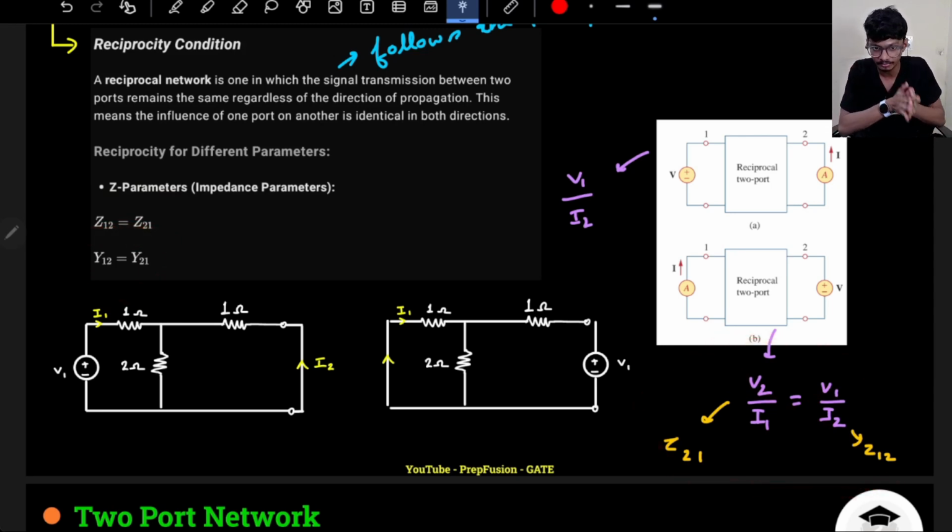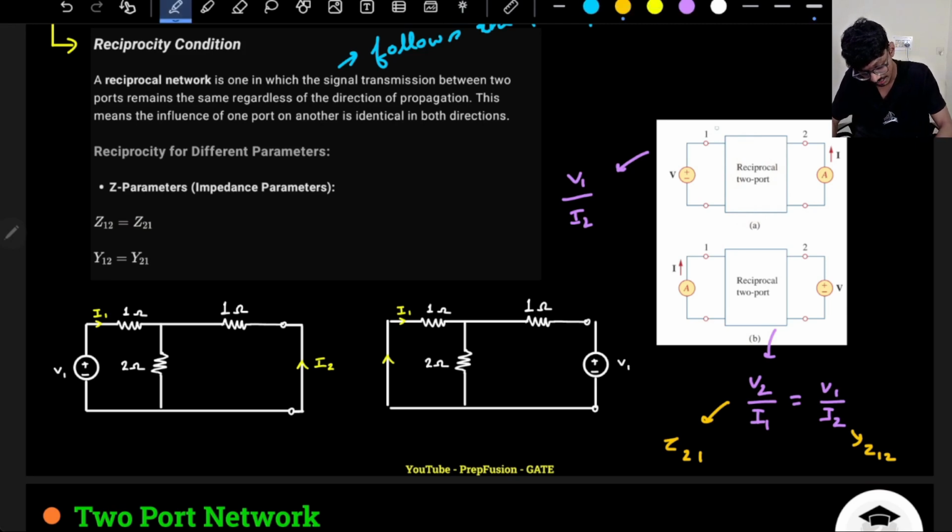Now I hope you remember the reciprocity theorem. Basically, inside the network there should not be any independent source, because if an independent source is there, it will not be linear, and if it is not linear, it will not be reciprocal, and of course the two port parameters won't exist. So there should not be any independent source.